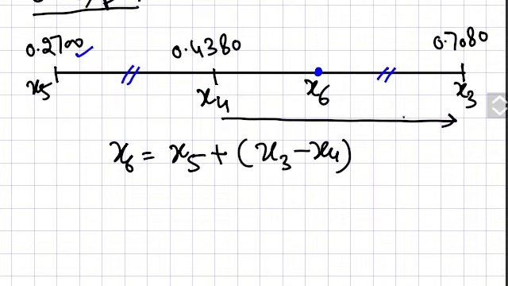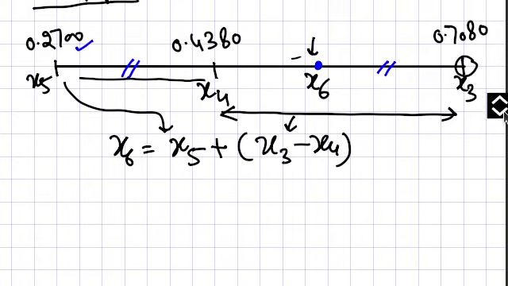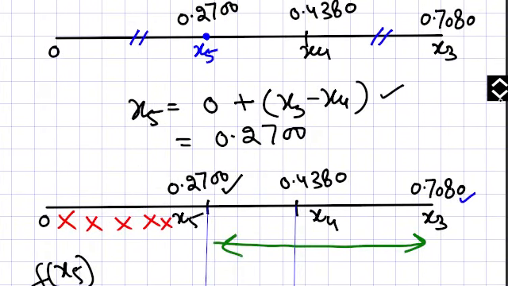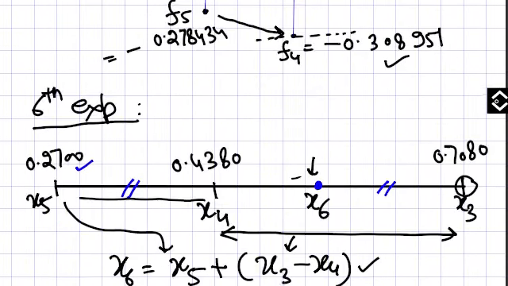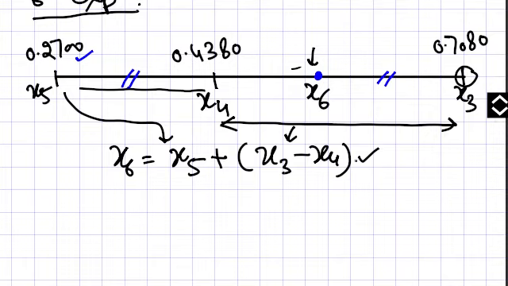This distance is this, and this is the point x5. If you add this distance to this point, you will get a point here, or you can subtract this distance from this point. That way also you can get it, but this is the standard formula we have been using in all our previous experiments. So to maintain consistency, we have used this formula.